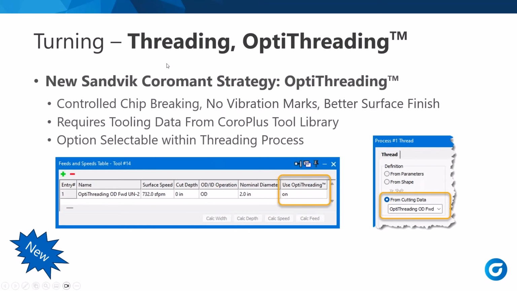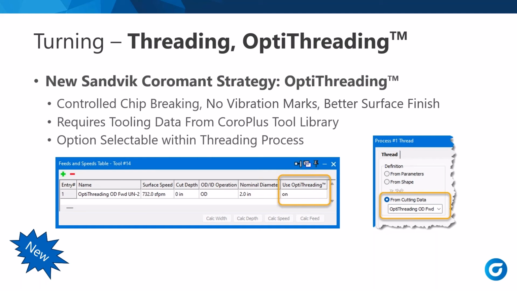Another nice new turning feature that we have is the Sandvik Coromant strategy OptiThreading. The biggest plus of this is you can control your chip breaking. So we've all seen threading where the chips are a mile long and they can get wrapped up around your part and you'll have to stop the machine and clean everything up. You can make all that go away with OptiThreading.